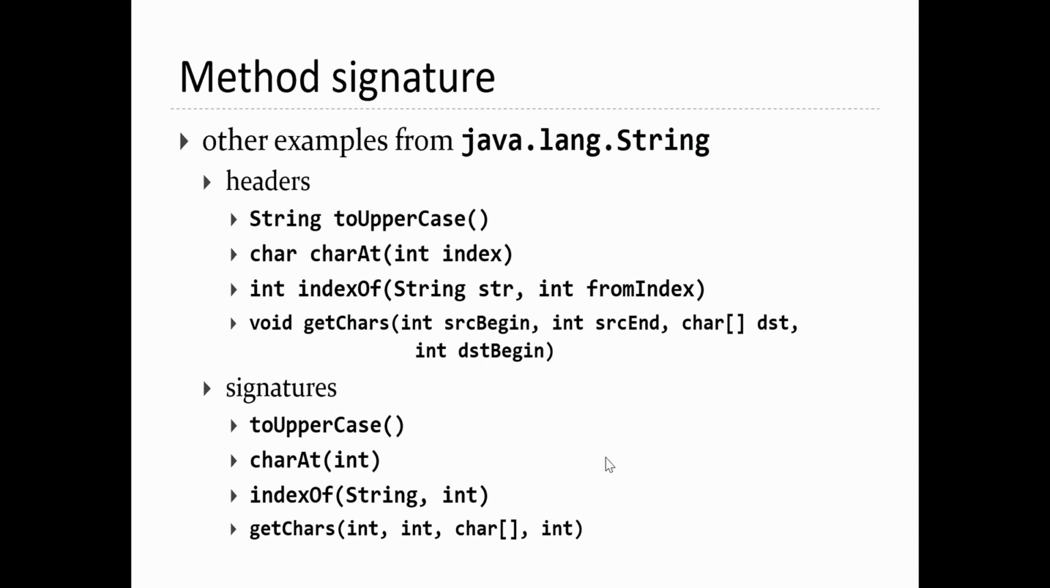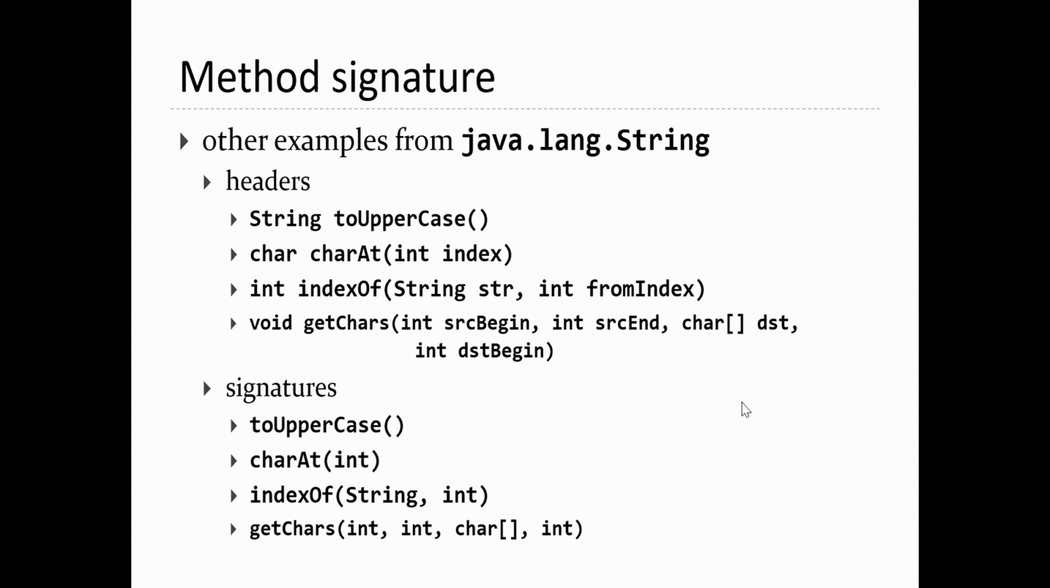So there's a bunch of other examples that we can look at in order to make sure that this is clear to you. There's a method called toUpperCase in the String class. Its signature is just toUpperCase. charAt's signature is charAt(int), because it only has one parameter whose type is int. indexOf's signature is indexOf, then String, and then int. And getChars's signature is getChars, int, array of char, int. So there are more examples of signatures. It's very easy to determine the signature of a method.